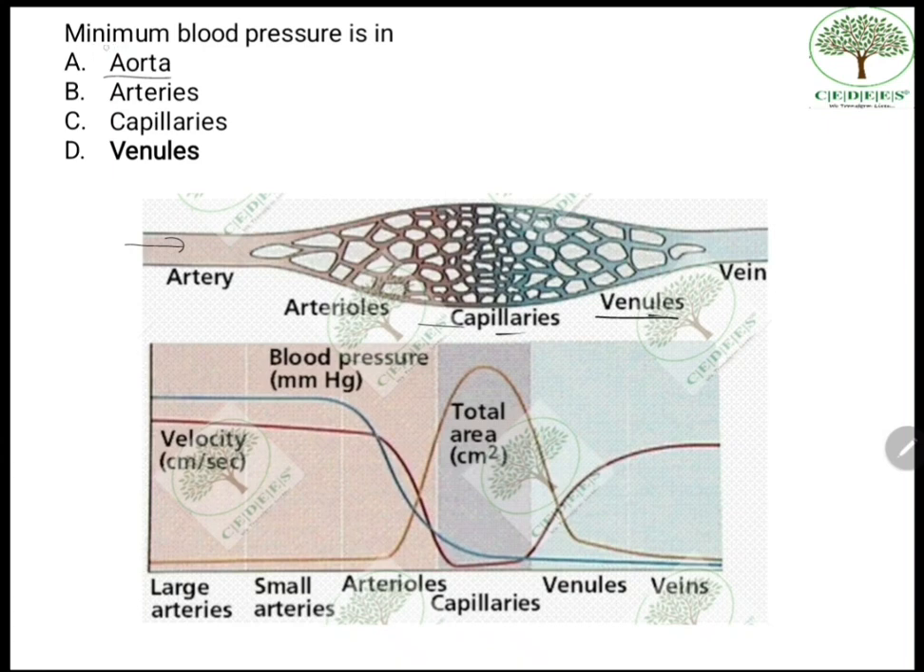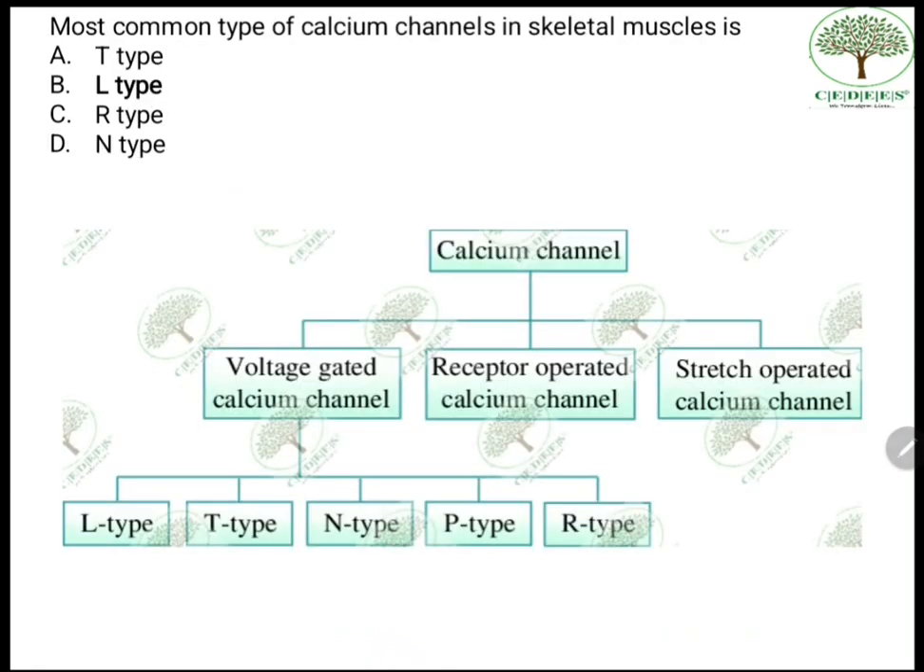So here the minimum blood pressure will always be in the veins, and here the option would be option D, or the venules. Now the next question is, the most common type of calcium channels in skeletal muscles are. Now these calcium channels are of three types, the most important one being the type 1, which is the voltage gated calcium channels. Now these channels are present in various organs of our body, and they have selective permeability to the calcium ions. Now among these voltage gated channels we have 5 types: L, T, N, P and R. Most important ones being the L type as well as the T type calcium channels.